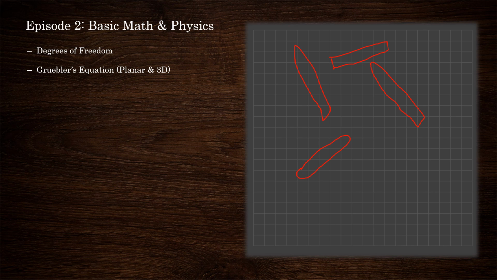There's 4 objects here, right? And each of them has 3 degrees of freedom. They can move in X, they can move in Y, and they can rotate about the axis perpendicular. So that's 12 degrees of freedom. But let's see what we can do. So I'm going to take just two objects.